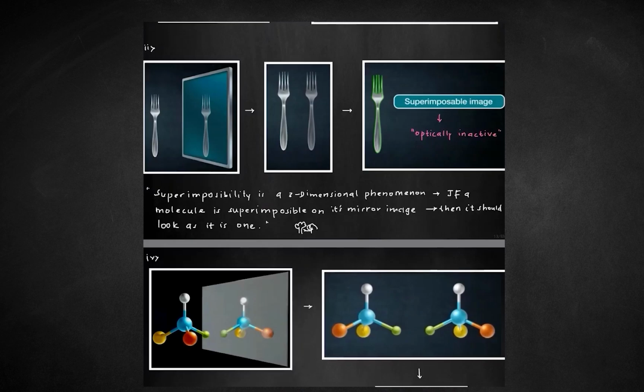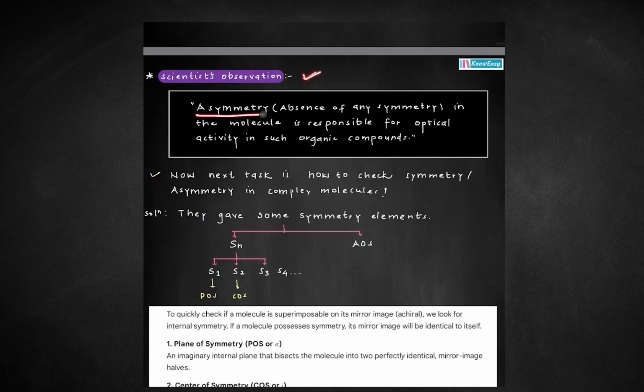Okay, so what did scientists do? They studied a lot of molecules. They kept each molecule in the polarimeter instrument. They checked whether the molecule was showing optical activity or not, and then they gave some conclusion from their observation, from their study. Let's see that. What is the scientists' observation? Asymmetry, that is absence of any symmetry in the molecule, is responsible for optical activity in such organic compounds. Now the next task is how to check symmetry or asymmetry in a complex molecule.